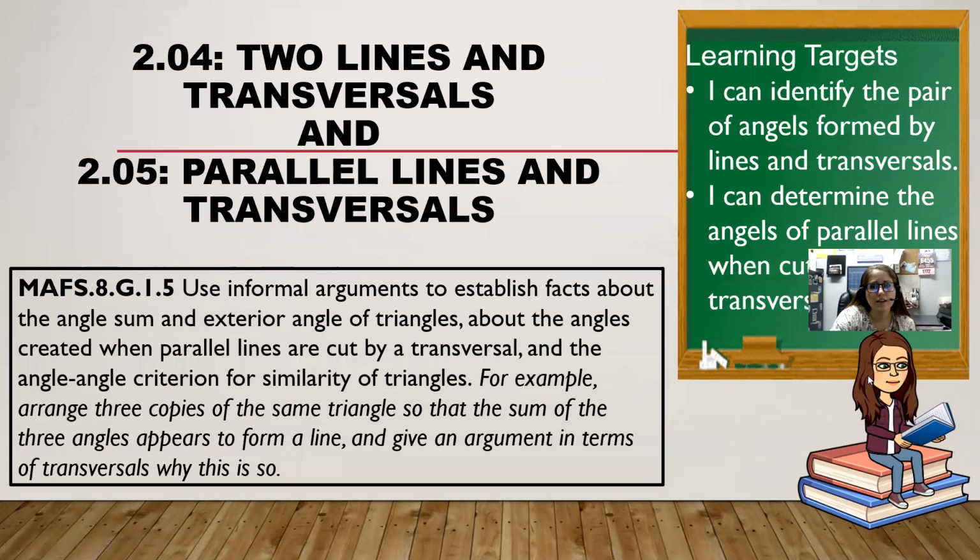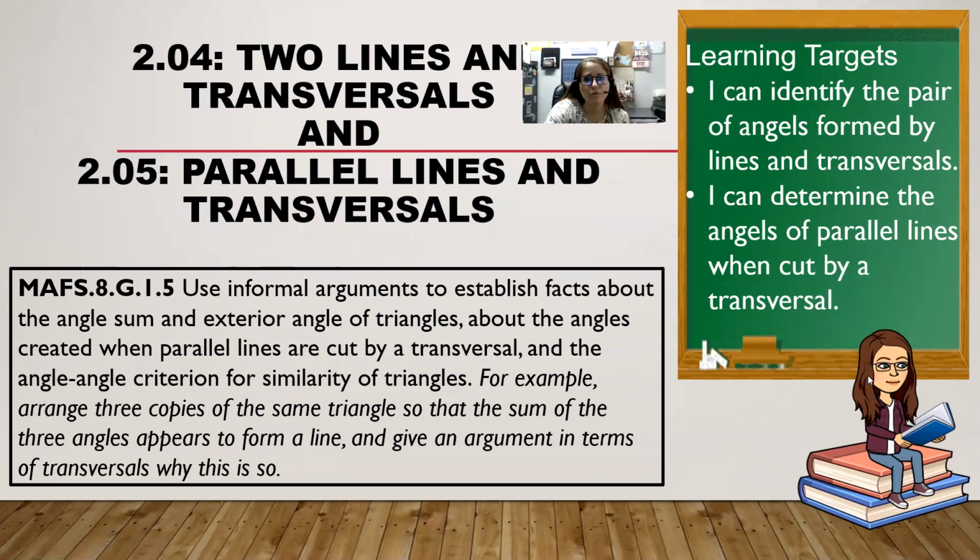Some learning targets. The objective is to complete, we want to be able to identify the pair of angles formed by lines and transversals, and then we want to be able to determine the angles of parallel lines when they're cut by a transversal. Okay. We're only really going to look at 2.04, and then during Thursday's live session, we'll look at 2.05.